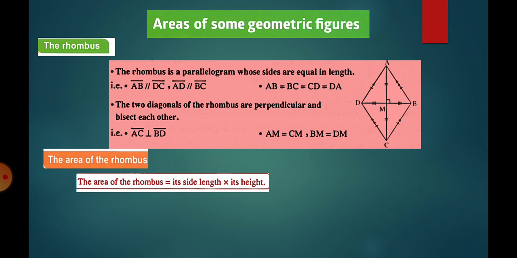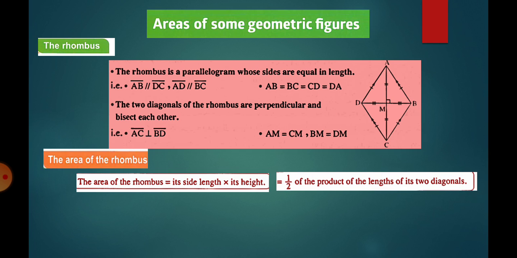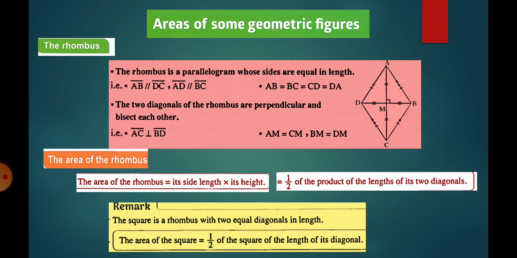side times height. The area equals side times height, or half times the product of the length of the two diagonals. Side times height, or half of the product of the length of the two diagonals.